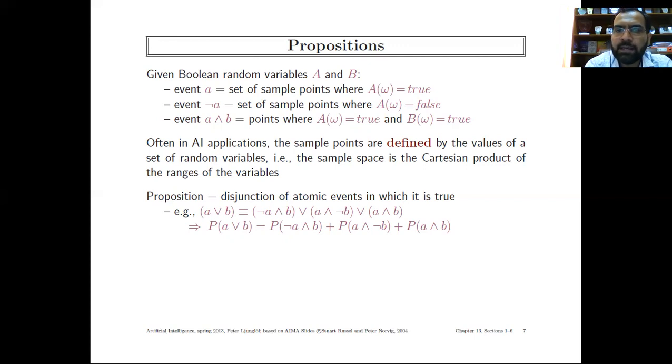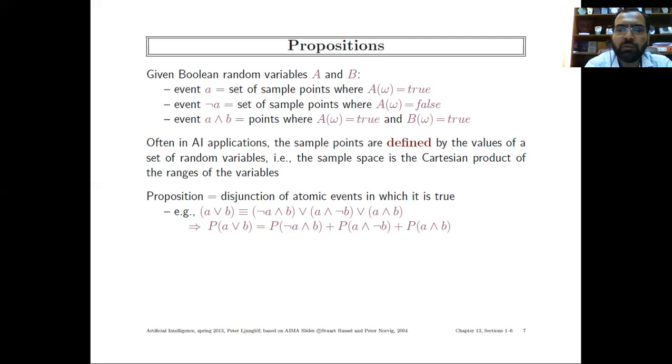So often in AI applications, the sample points are defined by the values of a set of random variables. That is, the sample space is the Cartesian product of the ranges of the variables. Suppose one variable is a Boolean variable and the other takes three values. If you make a Cartesian product, that is 2 multiplied by 3, so you have 6 pairs.